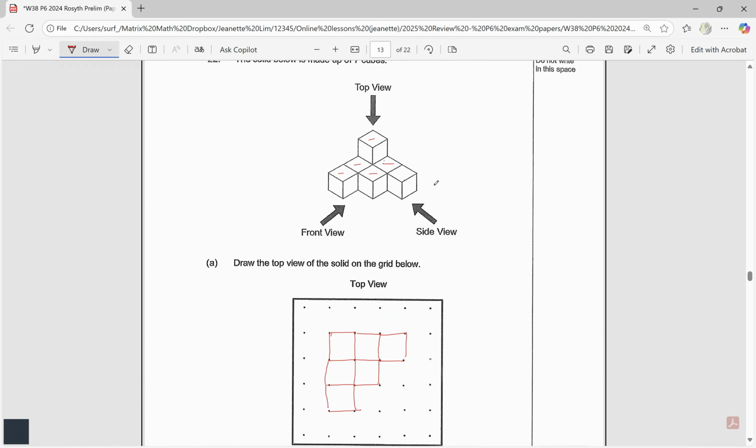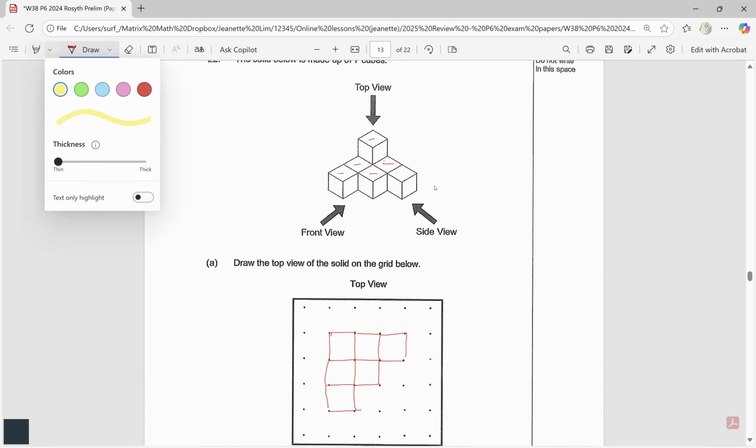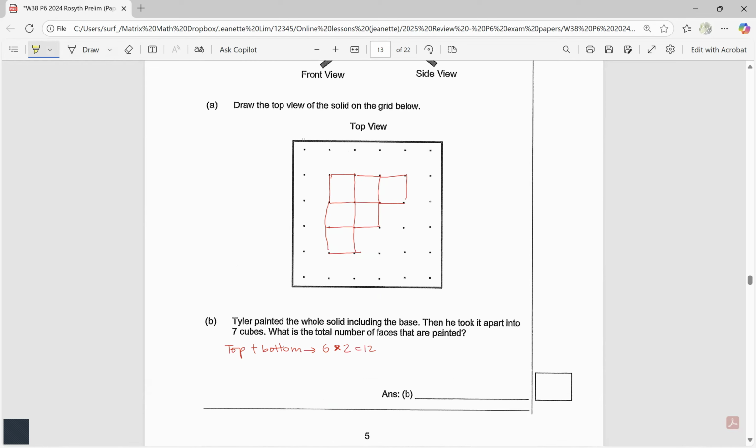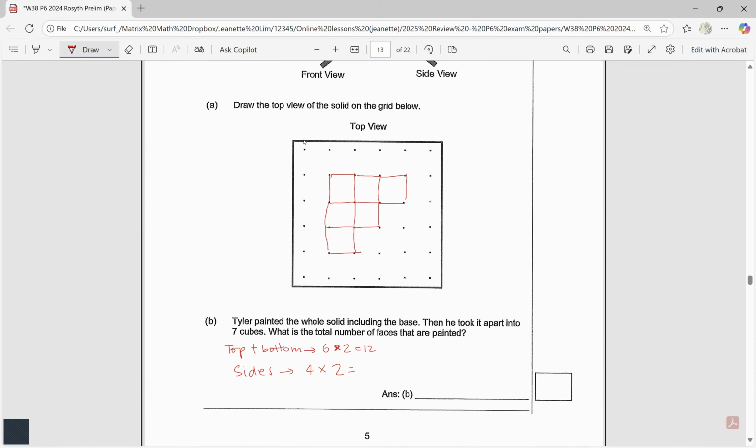Then from the side, right? Okay, maybe I highlight. From the side, I will see this, this, this, and this. Don't need to care about the other faces, okay? Just look at the side. What do you see? 1, 2, 3, 4. 4 faces, and on the other side is also 4. So 4 times 2. So from the sides is 4 times 2, which is 8.